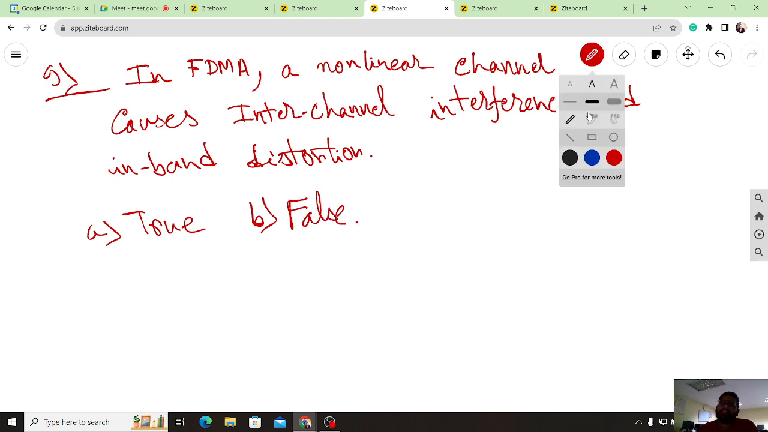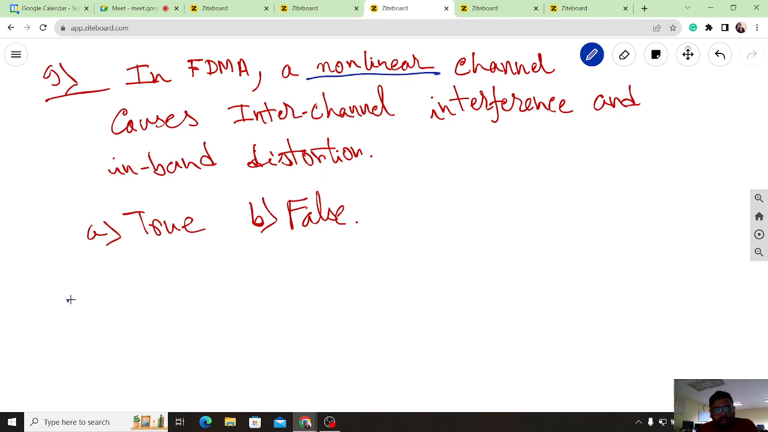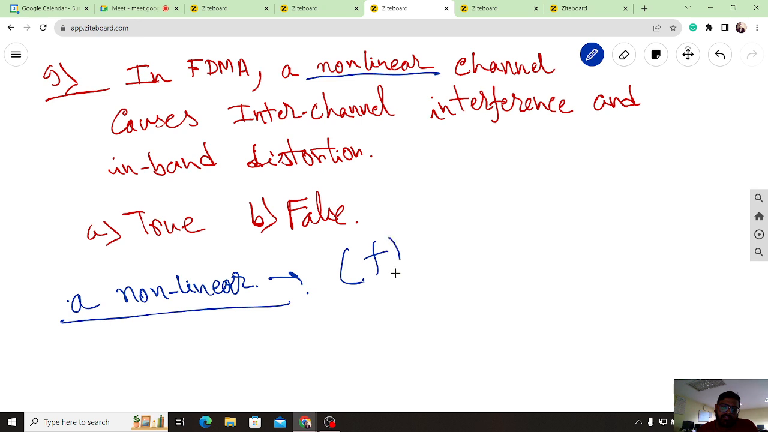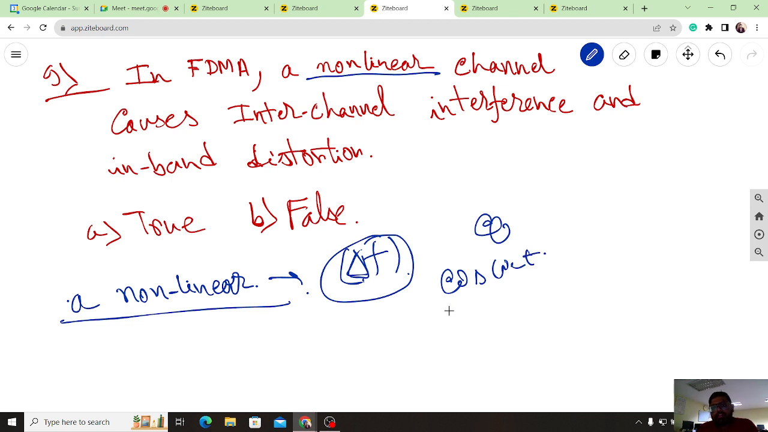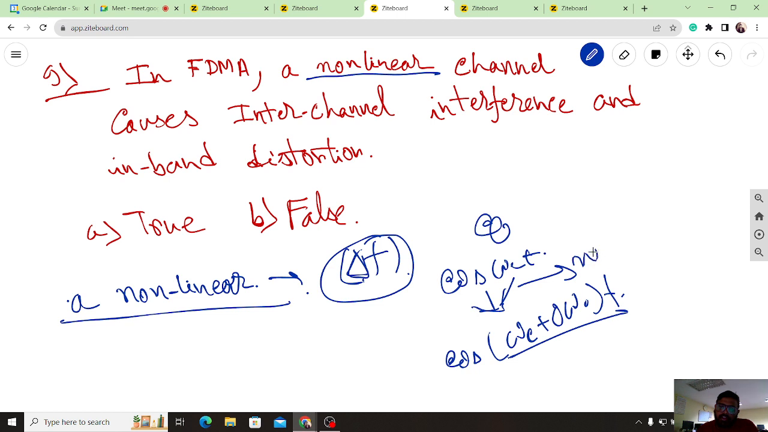So again, it is written here that in this case the channel is non-linear. Basically this nonlinearity, you can think of it as the input frequency being shifted by some other frequency del f. One example is, if you have a signal cos of omega c t, it gets transformed into cos of omega c plus del omega not t. This is the nonlinear nature here.